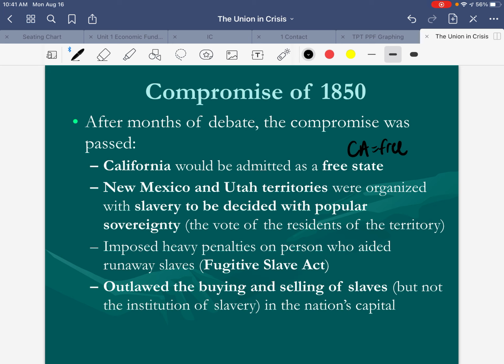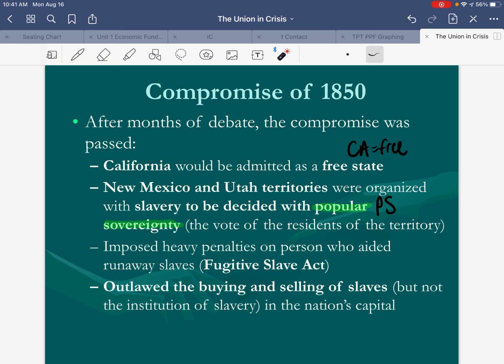Okay? New Mexico and the Utah territories were going to be popular sovereignty. And here's what popular sovereignty means. Popular means what's popular, and sovereignty means what's going to be the law. So what's popular is going to be the law. Now, how do we decide what's popular? We vote, the vote of the residents of that territory. So those people are going to vote when they want to become a state. Are they going to be a slave state or a free state?